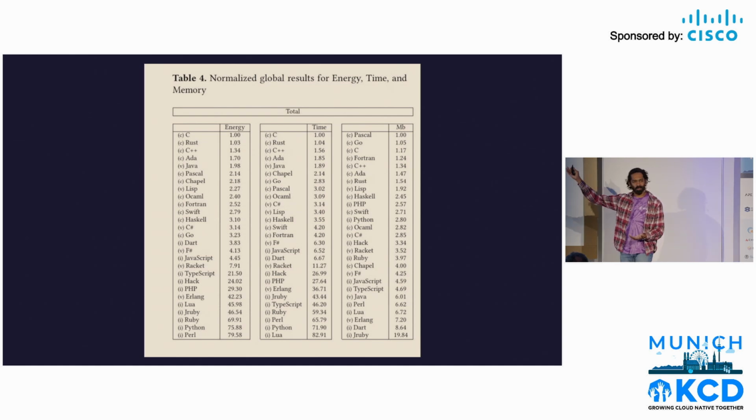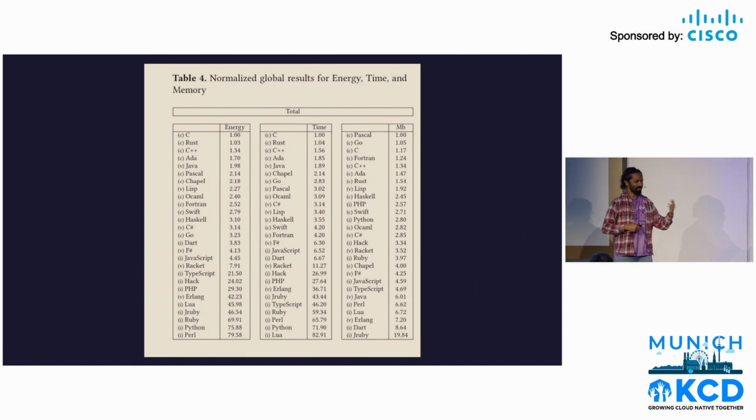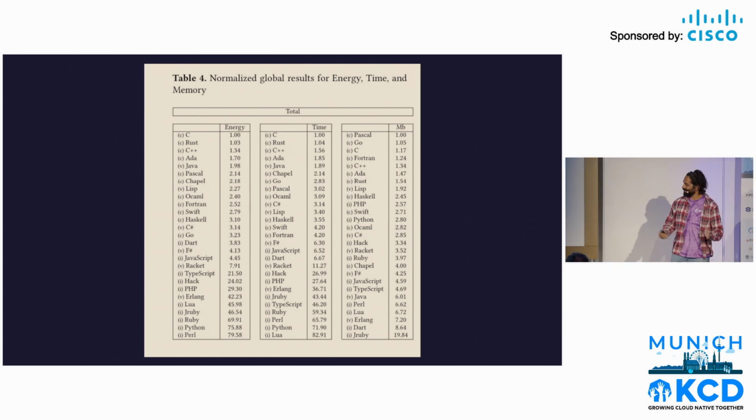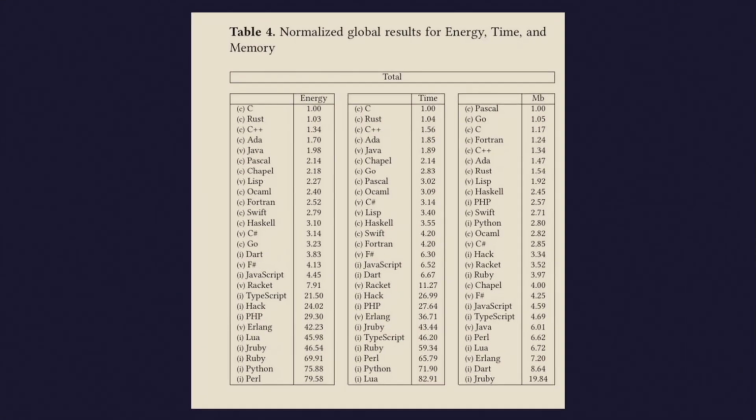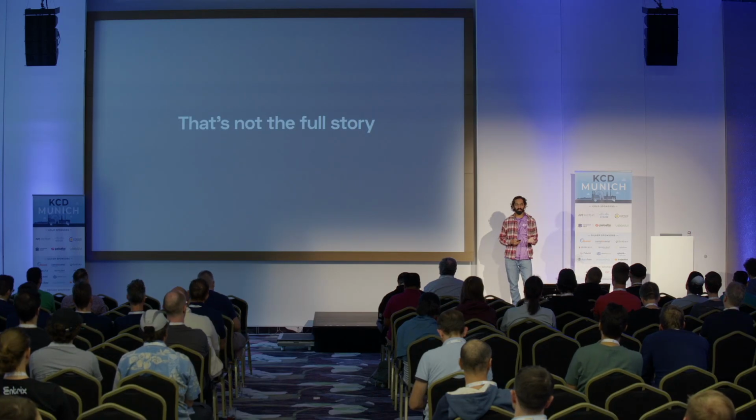So no surprises, the lower-level languages like C, Rust, Pascal, etc. perform very well. Things like Python clearly don't. Again, problem solved. Let's rewrite everything in Rust. We're good to go. Well, unfortunately, it doesn't quite work that way in the real world. It's not just the full story with the programming languages itself.